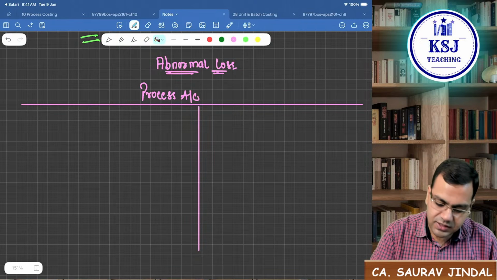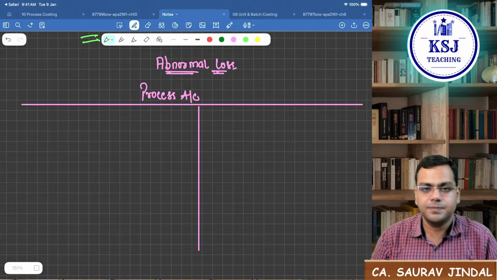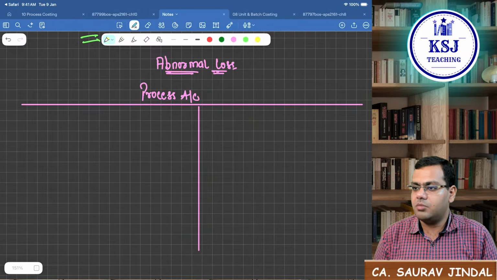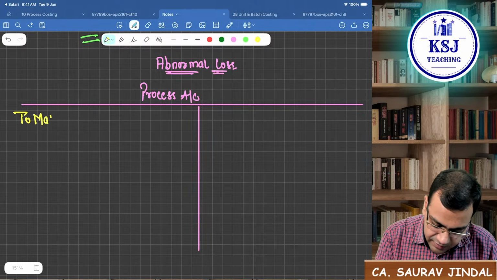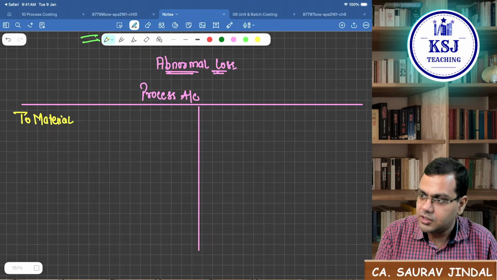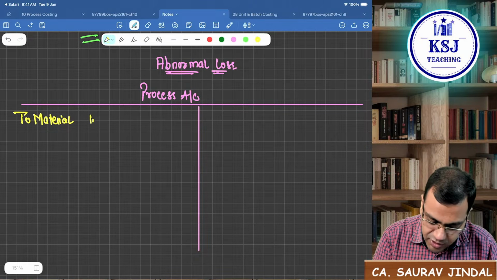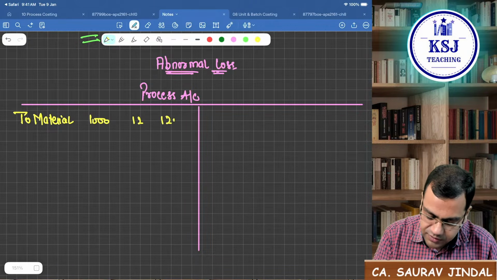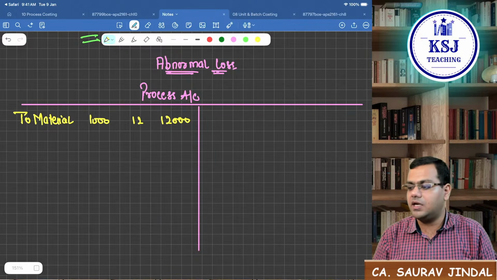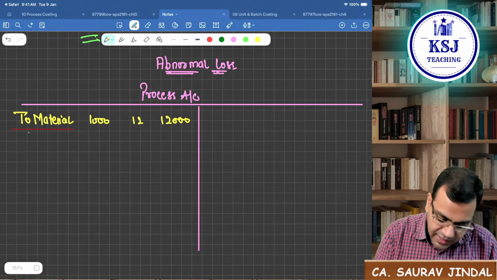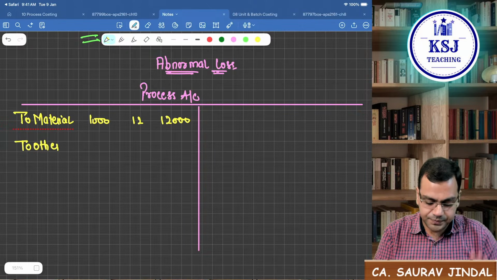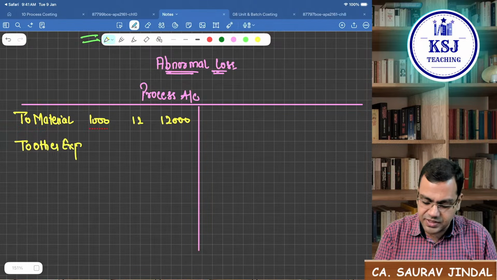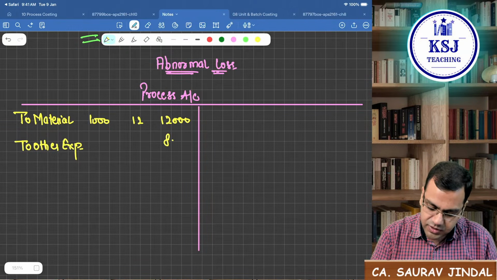Now, in case I'm saying I have input, right? Abnormal loss treatment. Here I say I input material of 1000 units, which I have incurred at the rate of 12 rupees. So this cost will be 12,000 for the material. Then I will take other expenses, which include labor and overheads and everything, right? Other expenses of, let's say, 8,000.